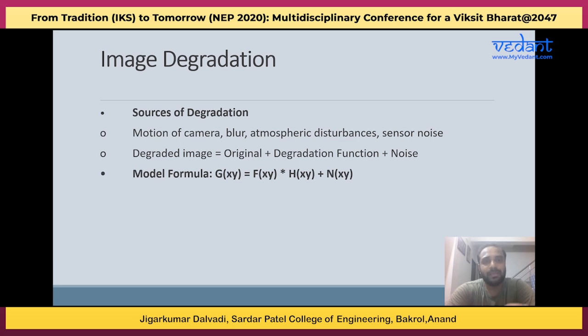Now why are images degraded? There are some reasons. The first ones are motion of camera, blur effects, atmospheric disturbance and sensor noise. These are the different causes which will degrade our images. Now there is an equation for degradation of an image. Suppose we have one original image. In that image we add some noise, as well as some blurry effect, and then we obtain that image and recover it from the degradation.